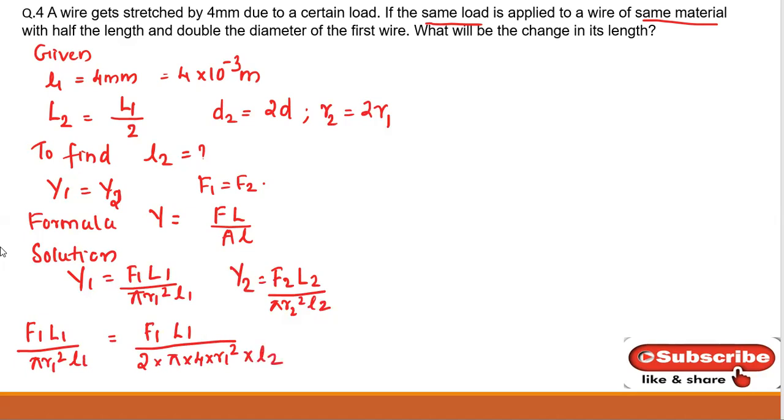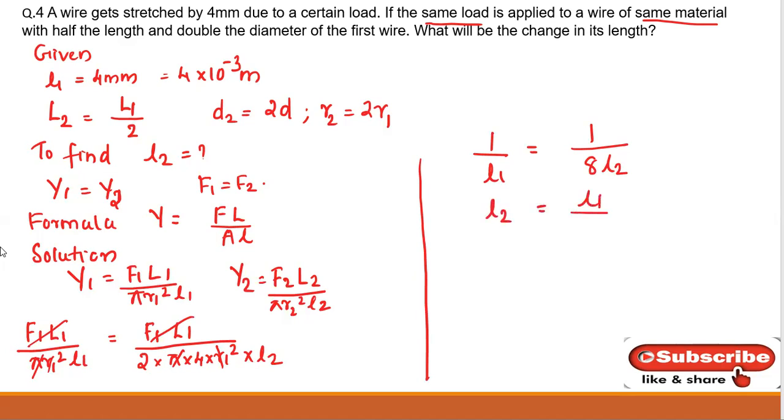Okay. F1 L1, F1 L1 cancelled. Then pi cancelled. R1 square is there, R1 square will also get cancelled. Remaining, we will get 1 upon L1 is equal to 1 upon 2 fours are 8, 8 L2 will come. We want to find out L2. So cross multiply. L2 is equal to L1 upon 8.